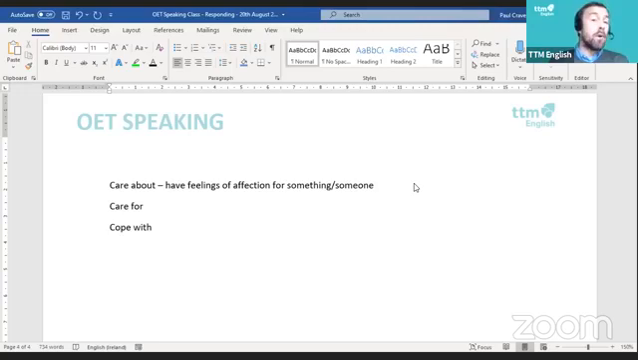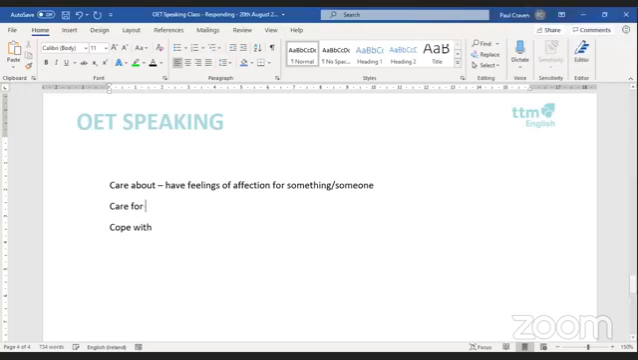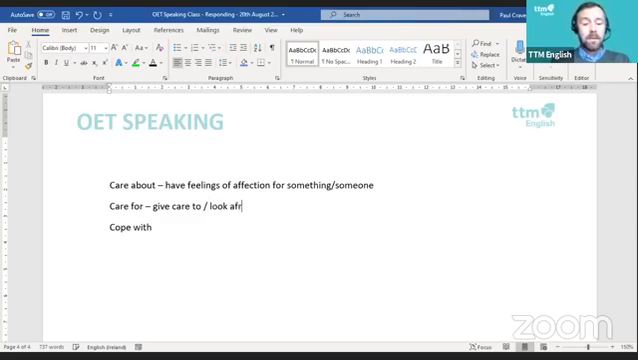But I care for my grandfather. What does that mean? About a person. Look after them. Look after him. Yeah, I give care to that person. I look after him. Okay, so these are phrasal verbs.